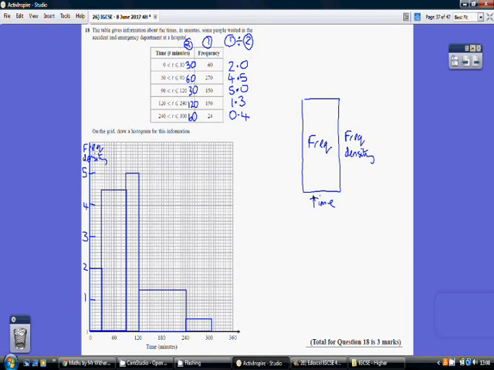So I've got the bases of the rectangles here. So this is the time. So this is the base of the rectangle. I know this frequency here is the area. So how am I going to work out the height of each of these bars, the frequency density?